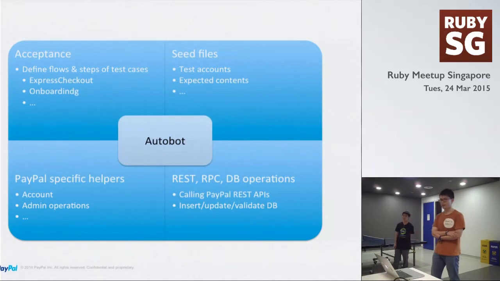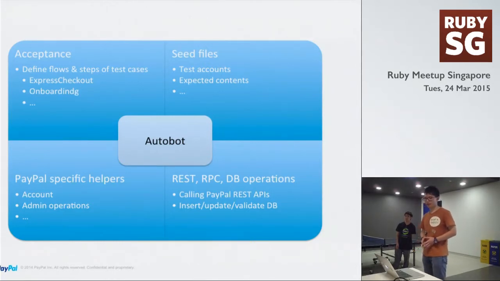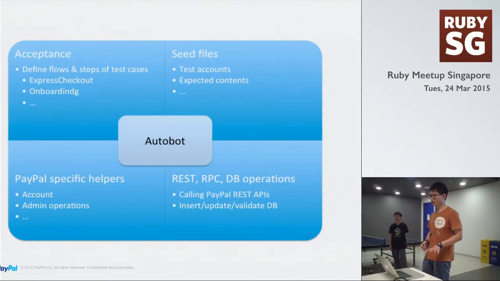The first one is acceptance. So basically, in acceptance, you can define the flows and steps of the test cases, like how you're gonna do express checkout or how you're gonna do onboarding, stuff like this.